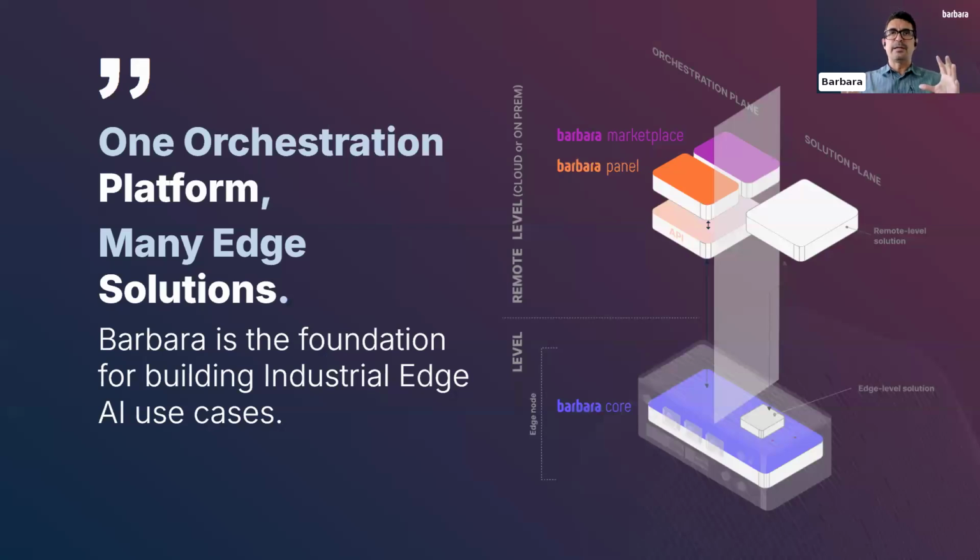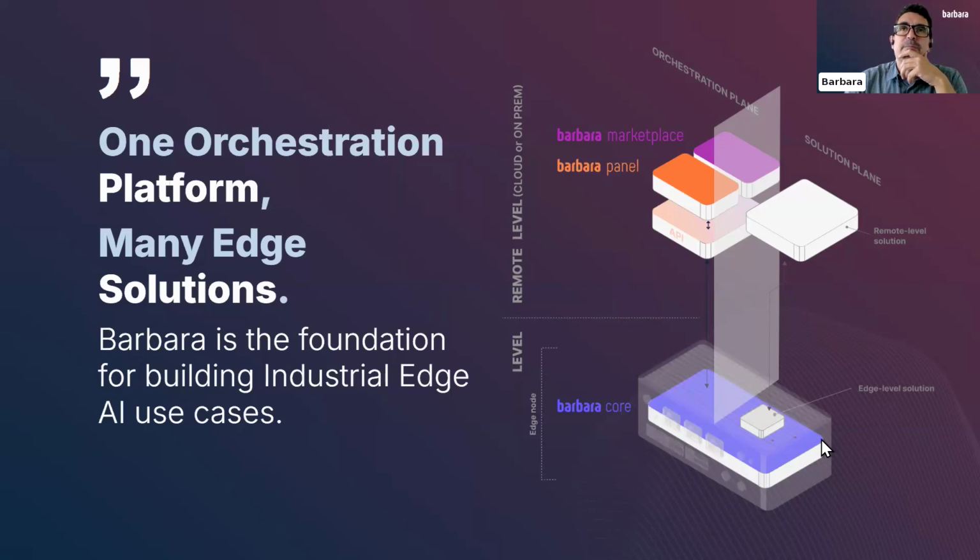Now I would like to show you this architecture, because that is the main architecture we have in the Barbara platform, and this way you can understand how the solution works. At the end, what we have is Barbara, an orchestration platform, composed of two different areas. We have this lower area where all the edge nodes live. We can see one edge node here, but obviously we will have more than one.